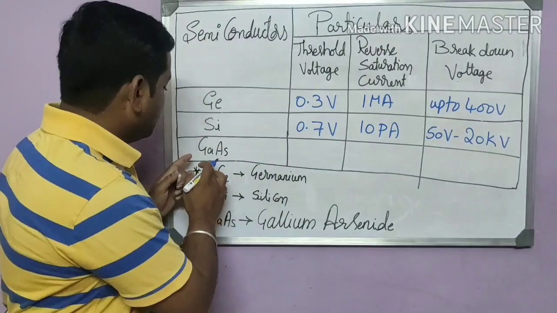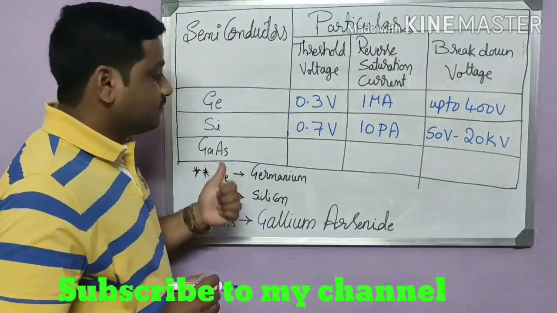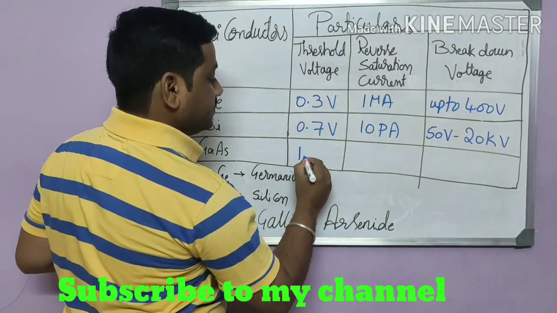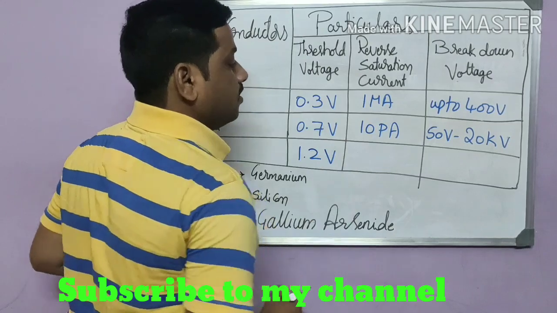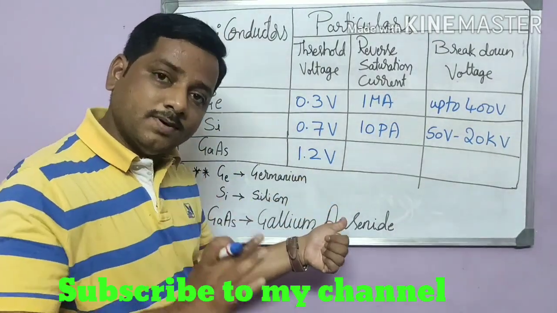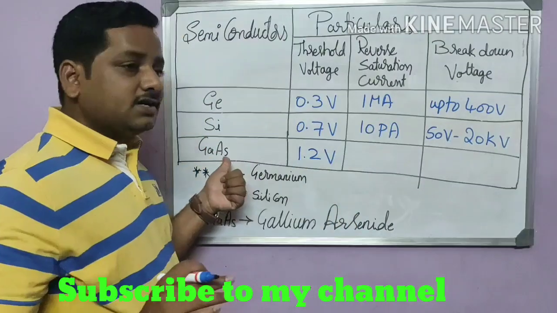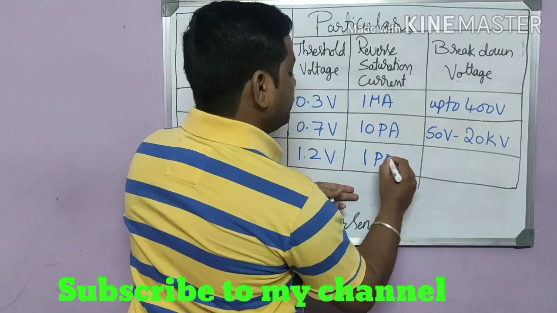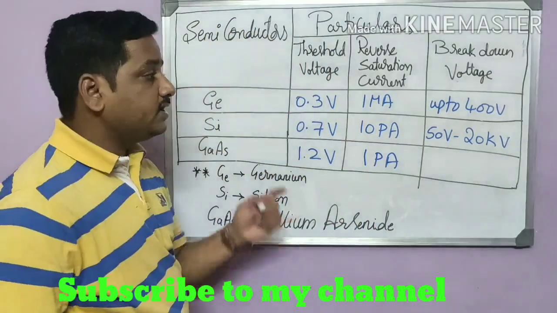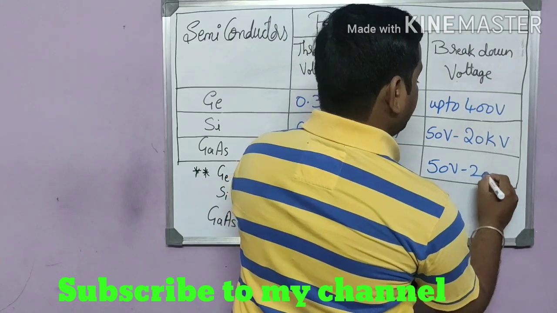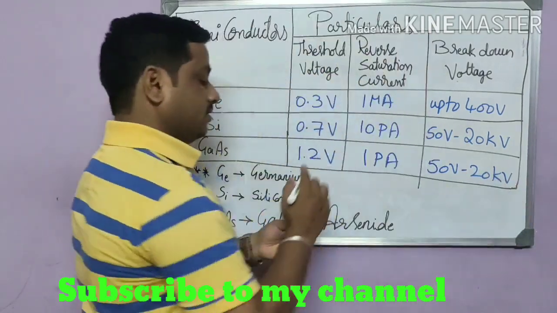Okay. Now let's move to the third one, gallium arsenide. Here the threshold voltage for this type of diode is 1.2 volt. That is the threshold voltage. So you have to give a minimum of 1.2 volt to start this diode. Then the reverse saturation current is 1 picoampere. Breakdown voltage will be 50 volt to 20 kV, similar to the silicon diode.